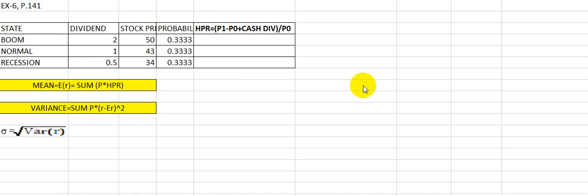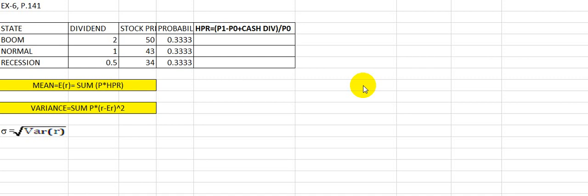Okay, hello again. This is exercise 6, page 141. The stock of Business Adventures sells for $40 a share. Its likely dividend payout and end of year price depend on the state of the economy by the end of the year as follows. Boom, normal economy and recession.